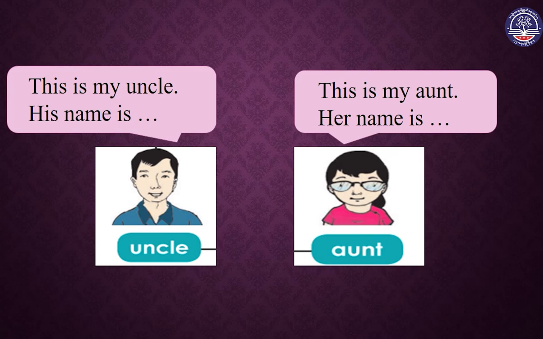Now this time, aunt, right? How can you talk about your aunt? Can you try yourself? Well done. You have to say, this is my aunt. Her name is Shui. This is my aunt. Her name is Shui, right? Aunt is a woman, so that's why we have to use her. Her name is Shui, like that. You can also use your aunt's name, and Shui is just an example.